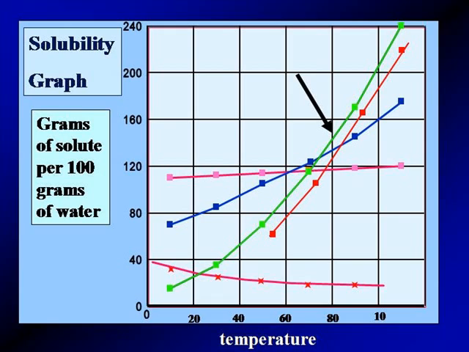You can see this green substance with its steep slope certainly increases its solubility upon being heated. A lot more of the substance will dissolve at higher temperatures. The substance represented by this pink line has very little change in its solubility as temperature is increased. The substance represented by this line actually decreases in solubility as temperature is increased. This is rare for a solid, but very common for a gas.